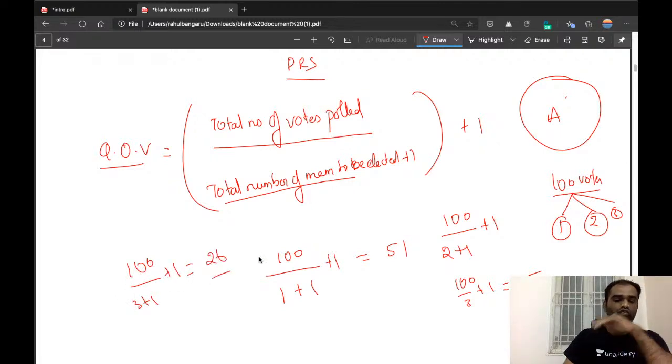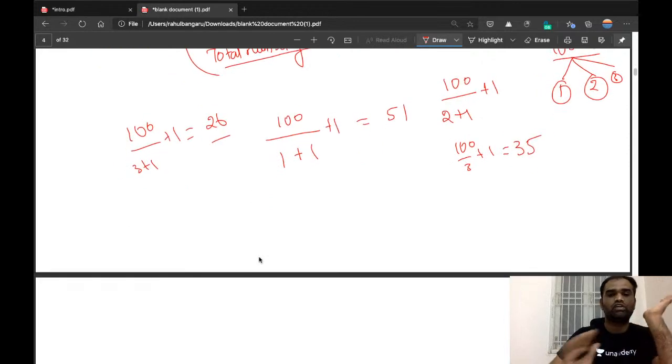So it's around 26. So quota of vote means that there is a certain quota. If a person gets a certain quota, he will be elected. So I will give you one real life example.